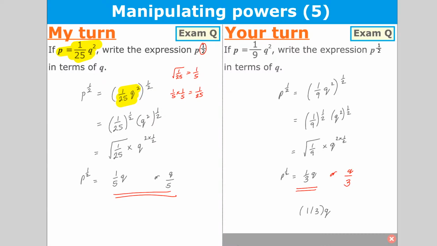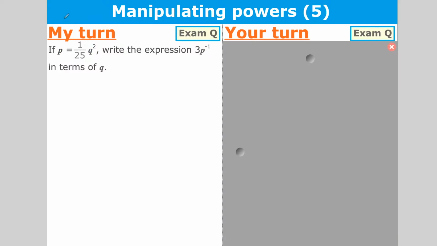Let's try the next one. The next one now, again, it's pretty tricky. Here we go. If p is equal to 1 over 25q squared, write an expression for 3p to the negative 1 in terms of q. So 3p to the negative 1. Now, just before we get going, I really need to point out to you that this means 3 times p to the negative 1. Okay? So the 3 is separate. The 3 is not being raised to the negative 1. If the 3 was also being raised, it would have to be in brackets like this. And that would mean the 3 and the p are to the negative 1. It's not. It's 3 times p to the negative 1.